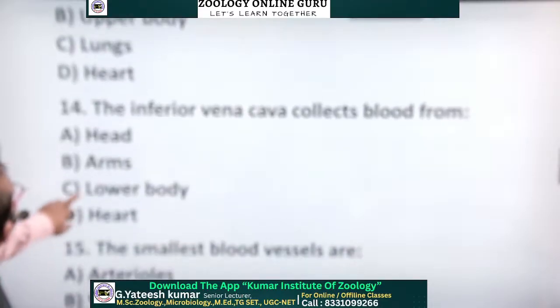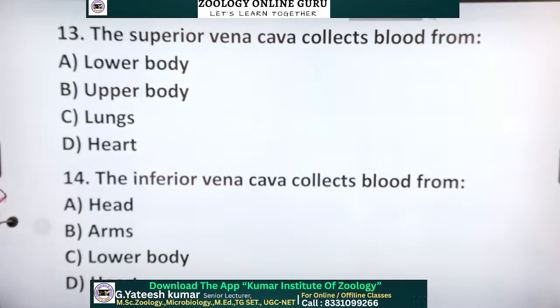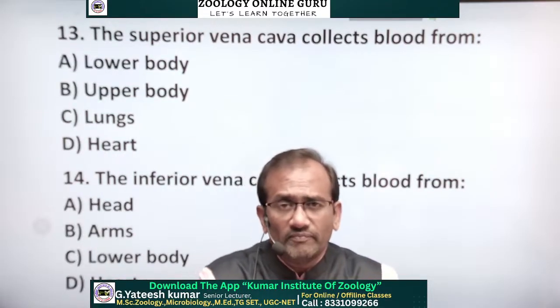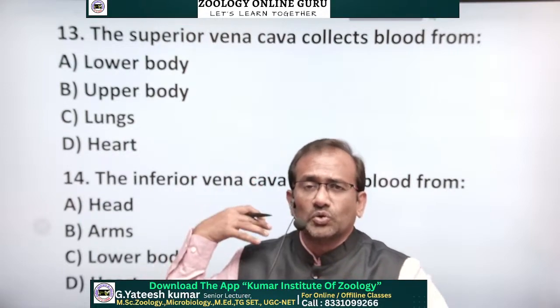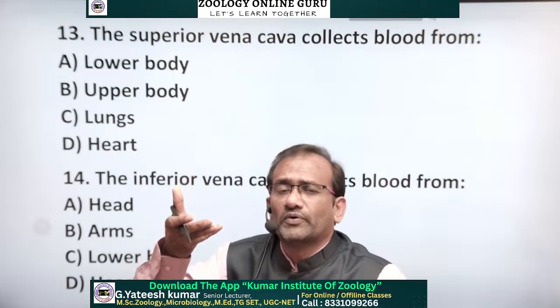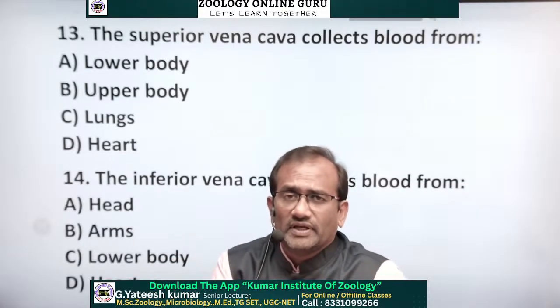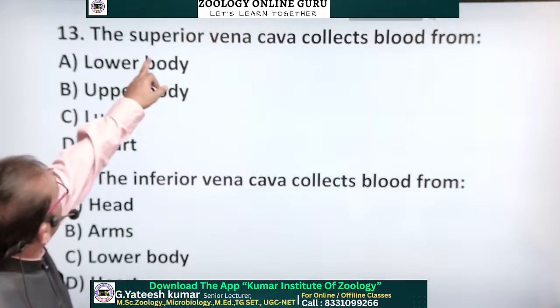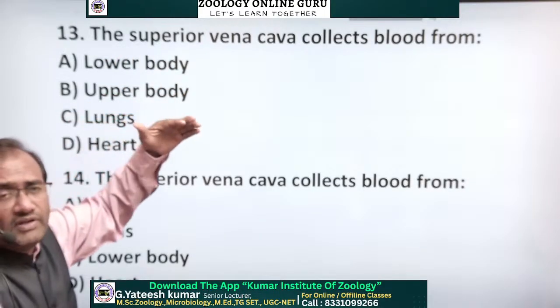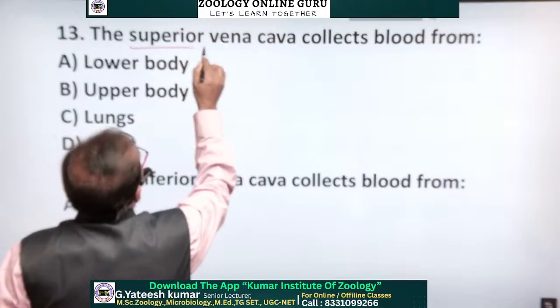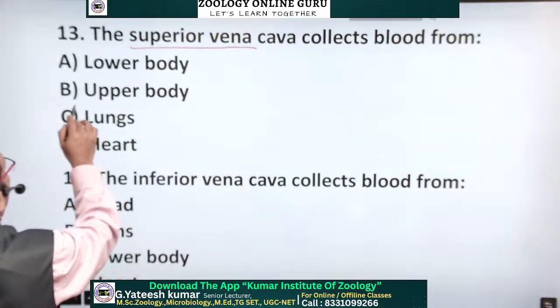Next, question number 13. The superior vena cava collects blood from, just now we discussed it here, superior vena cava, veins. The large veins are known as vena cava. From the upper body parts, head and shoulders, a precaval vein brings the impure blood. From the lower body parts, the inferior vena cava brings blood to the right atrium. So here the superior vena cava means precaval vein. Precaval vein is also known as superior vena cava. Superior means upper body parts. So here superior vena cava collects blood from upper body parts.